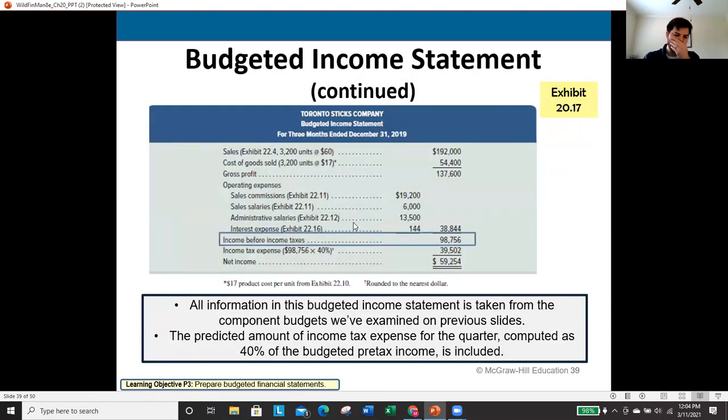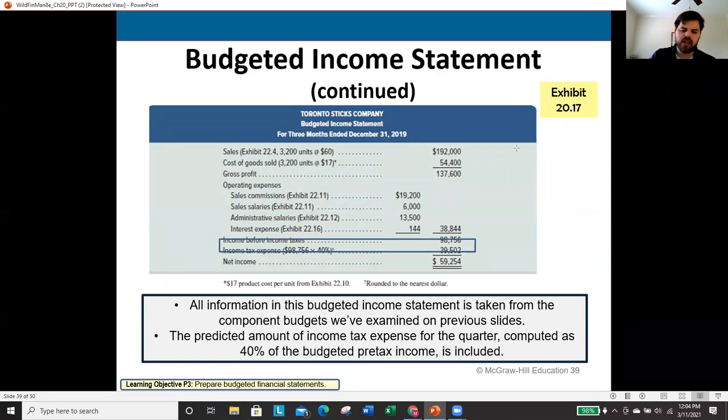So we will see after I've run that cash budget, I am now ready to prepare my budgeted income statement. So my budgeted income statement is going to be the managerial accounting report showing our predicted amounts for sales and expenses. In this case, we found my sales previously in that sales budget. So there's the 192, my cost of goods sold, of course, coming from that cost of goods sold budget, 54,400, giving me gross profit, 137,600.